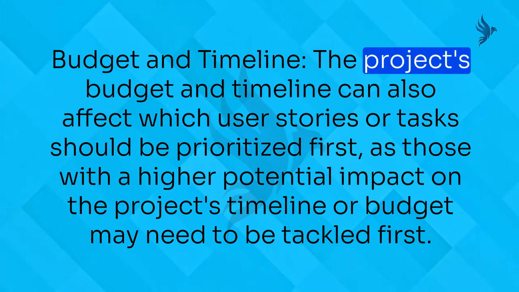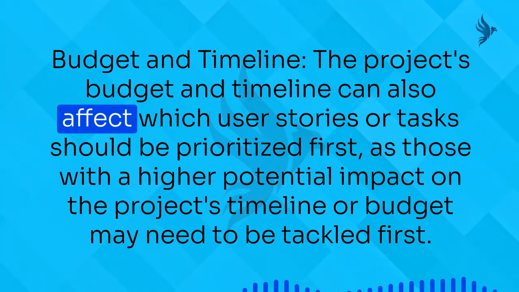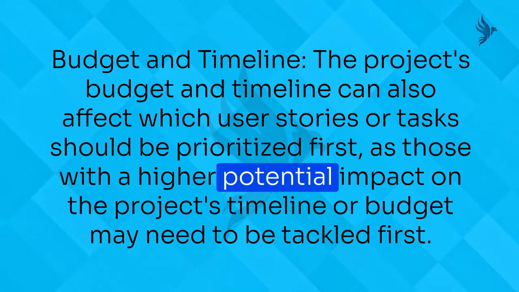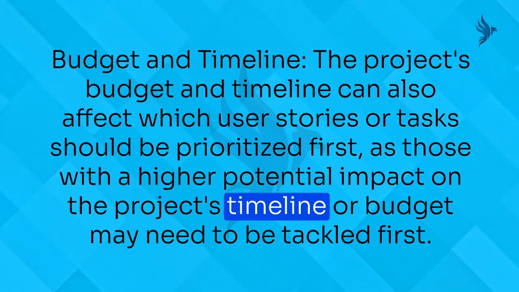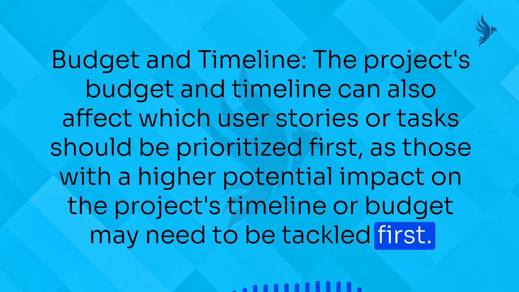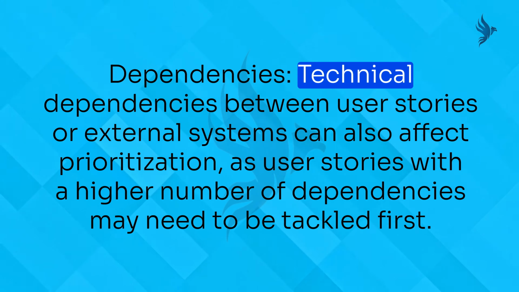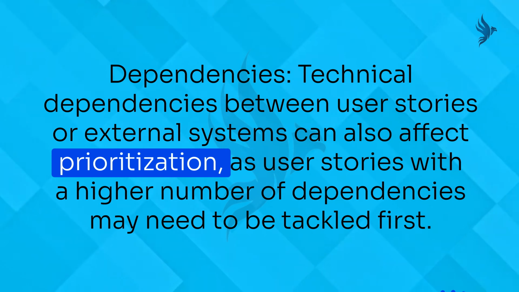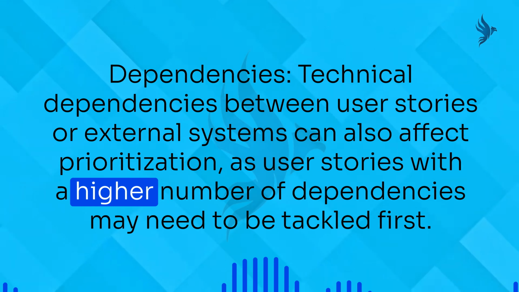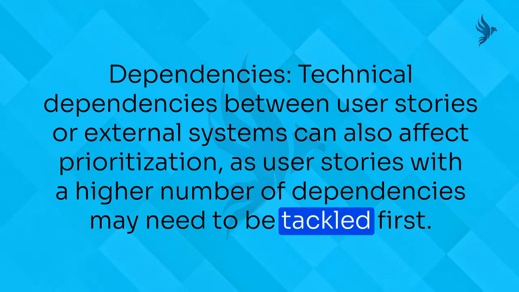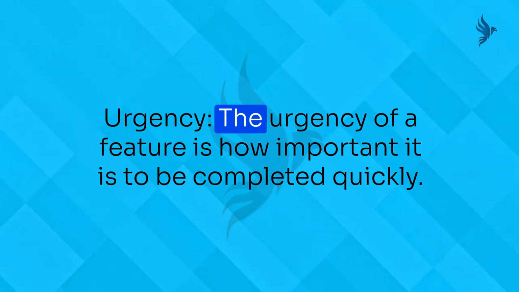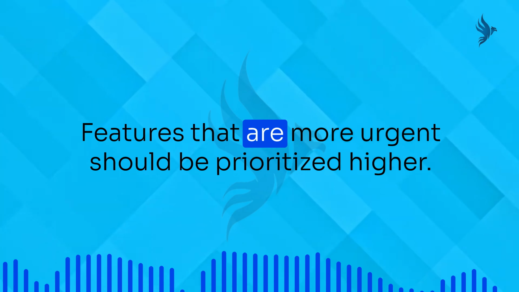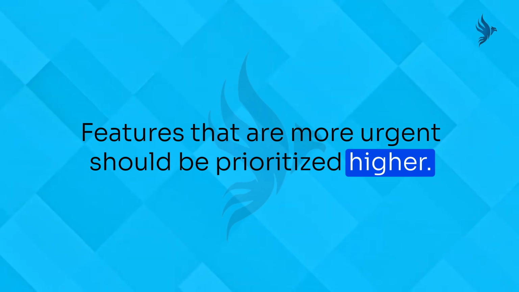4. Budget and timeline. The project's budget and timeline can also affect which user stories or tasks should be prioritized first, as those with a higher potential impact on the project's timeline or budget may need to be tackled first. 5. Dependencies. Technical dependencies between user stories or external systems can also affect prioritization, as user stories with a higher number of dependencies may need to be tackled first. 6. Urgency. The urgency of a feature is how important it is to be completed quickly. Features that are more urgent should be prioritized higher.